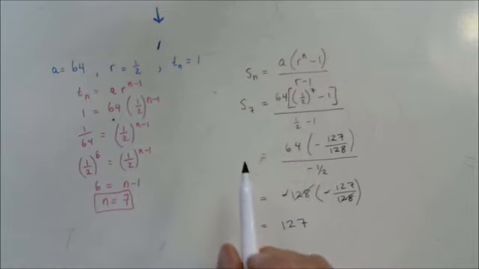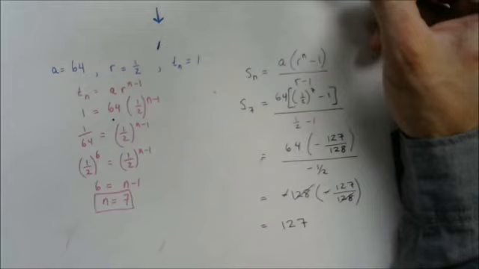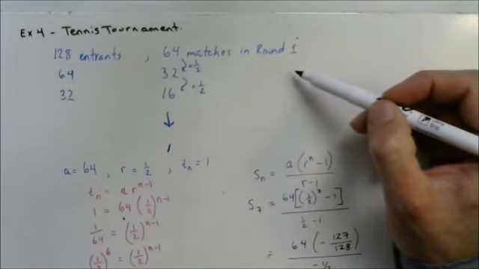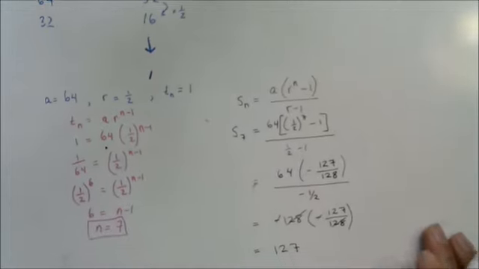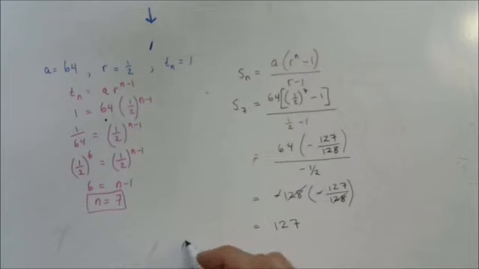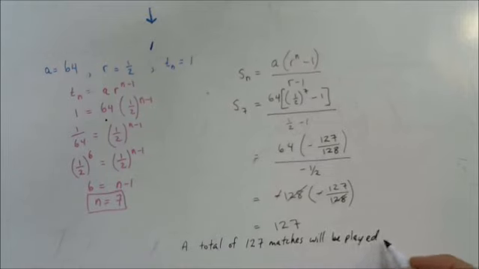So what were we actually finding out? We were finding out the total number of matches. So this is the matches in every single round added up. It's these 64 matches added to these 32 matches, added to these 16 matches, to the 8 matches, to the 4 matches, to the 2 matches, to the 1 match. Okay? And here we go. Final statement, a total of 127 matches will be played in this tournament.